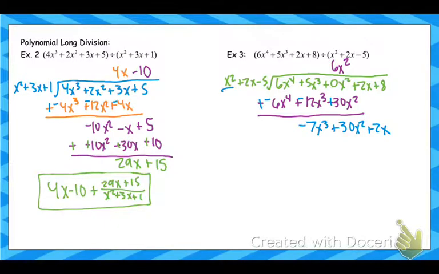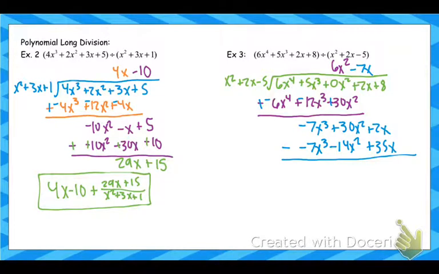X squared times something is negative 7x cubed. That's going to be minus 7x. Multiply that by everything. And then we're going to subtract again. And again, when I subtract, I'm going to go ahead and change all my signs. So I'm going to change this to plus and change my signs. So this becomes 44x squared minus 33x.